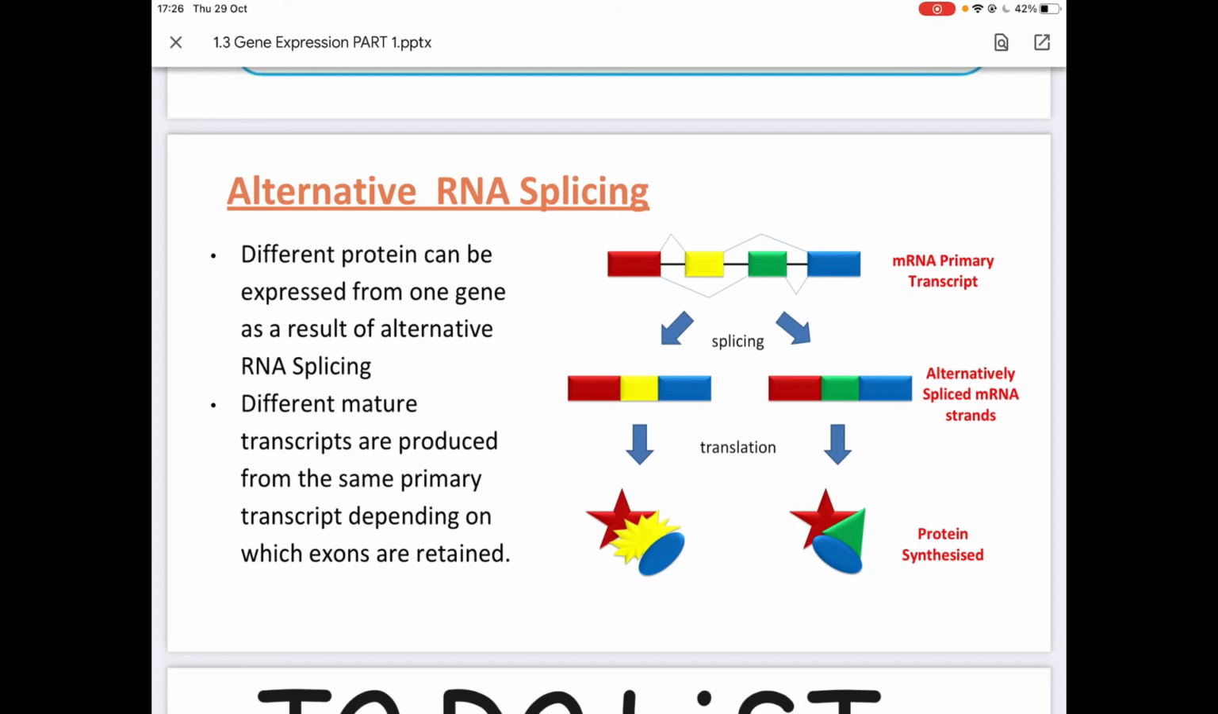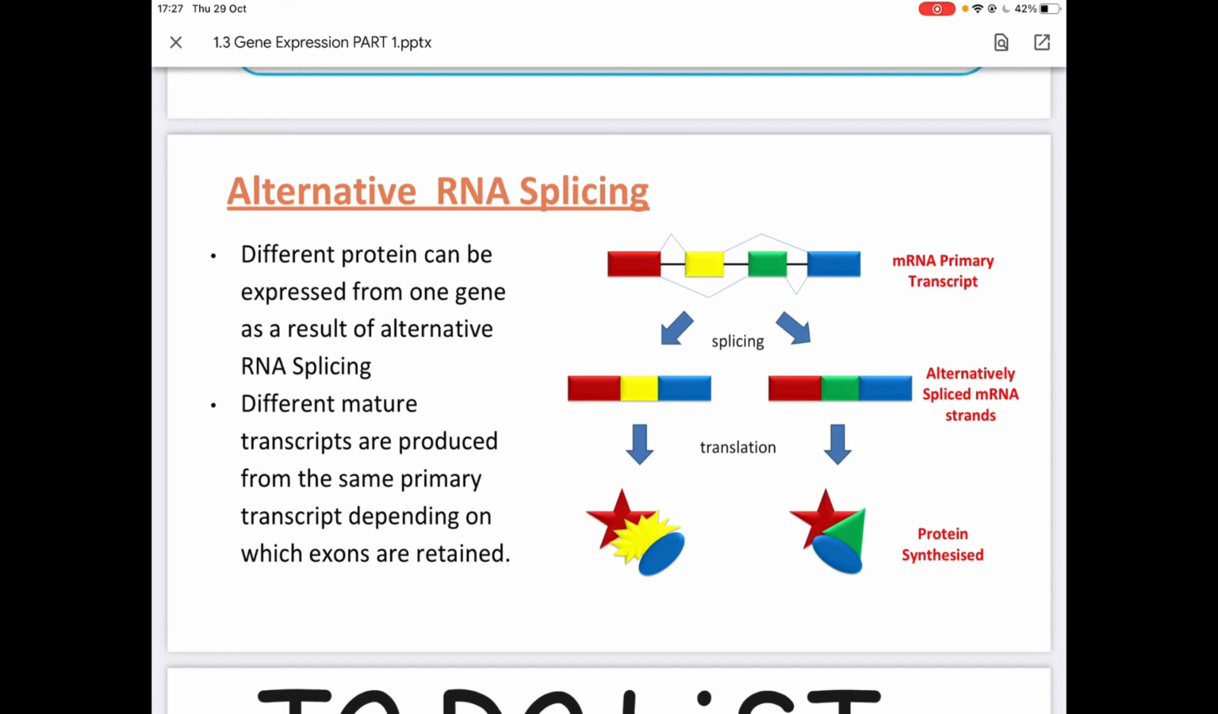Therefore, we've actually just changed the genetic code. So that protein which is made at translation is going to be different from the other alternative mature transcript which has been made. Because on the right, this time we've retained the red, we've not retained the yellow, we've retained the green, and we've retained the blue. So our two mature transcripts, which have been made from the same primary transcript, are different. And they'll both code for different proteins, because both mature transcripts now have a different base order. So the two proteins will have a different amino acid order.